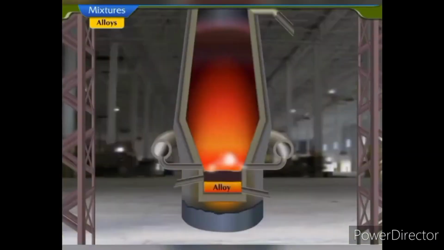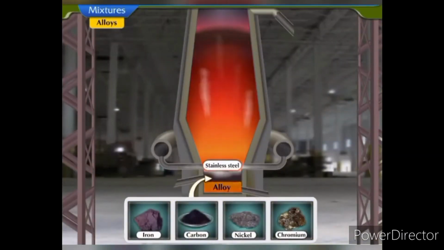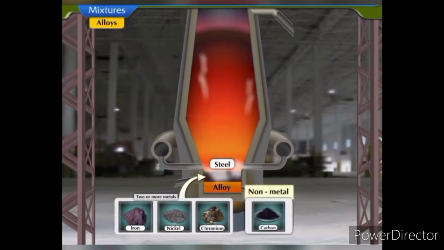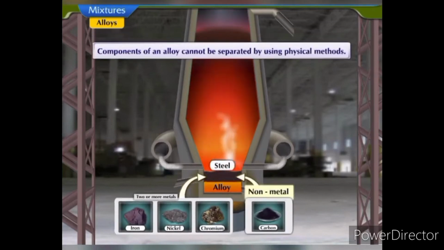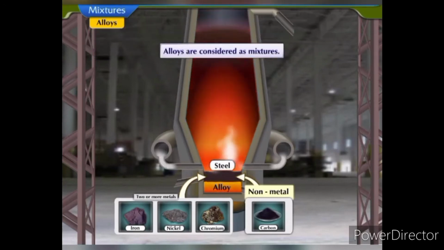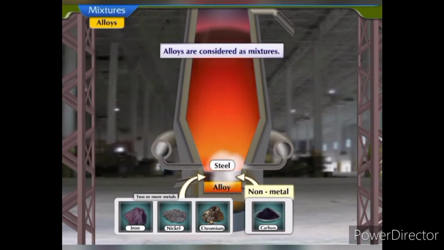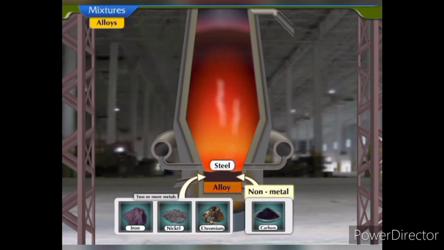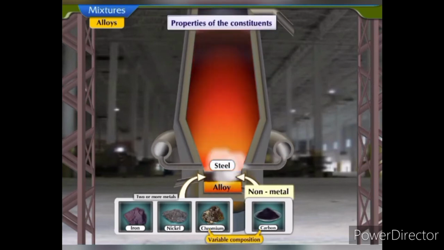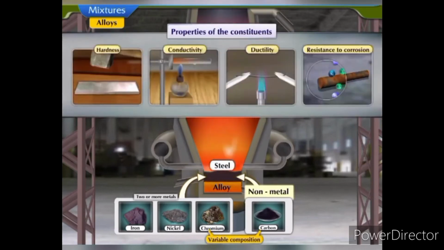Alloys. Alloys are prepared by fusing together two or more metals or a metal and a non-metal. The components of an alloy cannot be separated by using physical methods. But still, alloys are considered as mixtures because the constituents can have variable composition. They show the properties of their constituents.